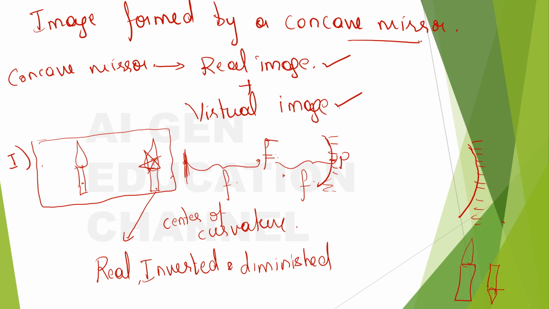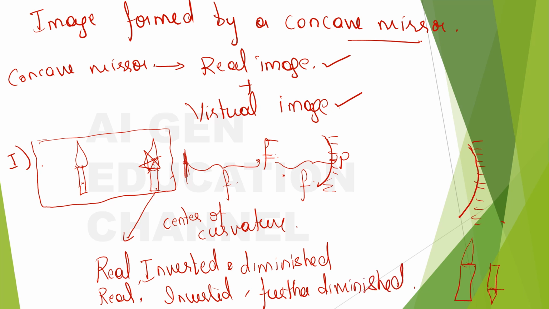So when you increase this distance, the image formed will be, as usual, real, inverted and further diminished. Diminished means getting small. I hope you all know about it. So in the next case it will be further diminished. Understood? So this is the first case wherein there is the pole, this is the principal focus, this is the focal length, center of curvature.